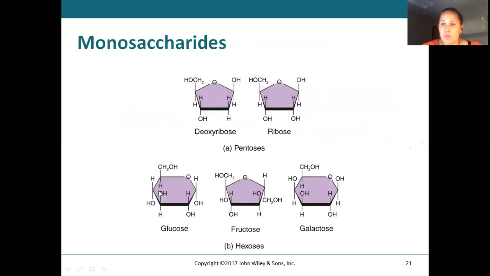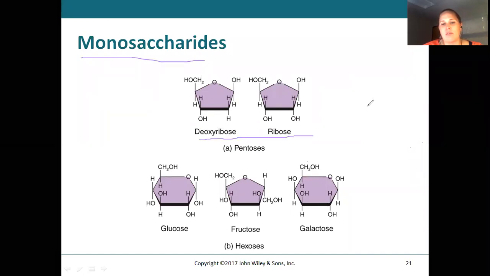So here's the actual chemical structures of each one of these. You can see ribose and deoxyribose. These are all monosaccharides, just a single ring structure. Deoxyribose and ribose are both important for the nucleotides. So ribose would be in the basic composition of RNA, and deoxyribose would be in the basic composition of DNA. And when we get to talk about these structures, you'll see exactly where.